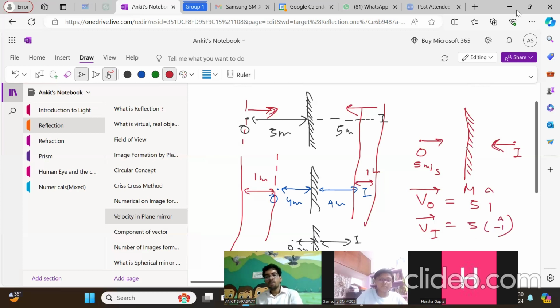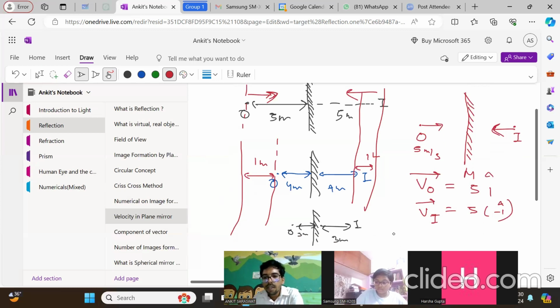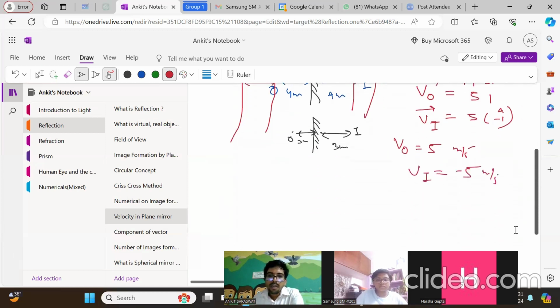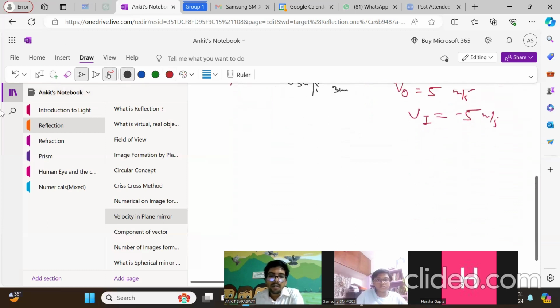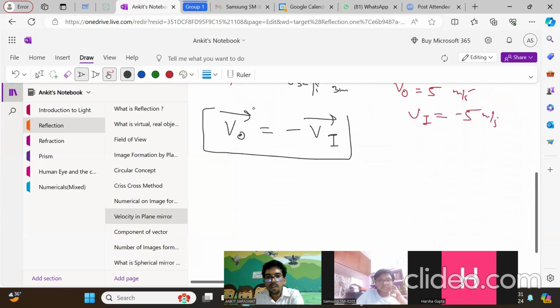Nice. Or we can say if both are moving in a one dimensional plane, I can write it like this also: velocity of object is 5, then velocity of image will be minus 5. So minus is indicating the direction only. Clear? Now listen. Initially our mirror is at rest. So can I say the velocity of object is minus of the velocity of image? Can we say? Yes, sir.